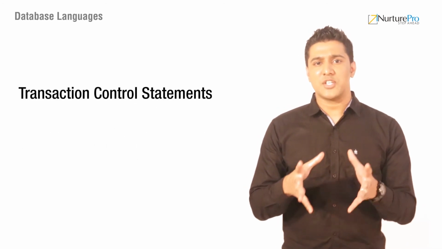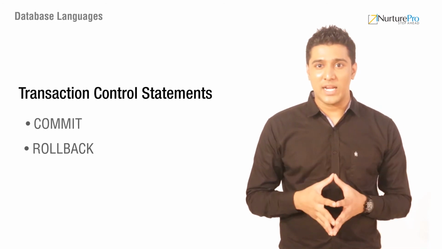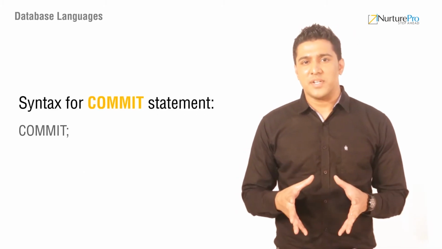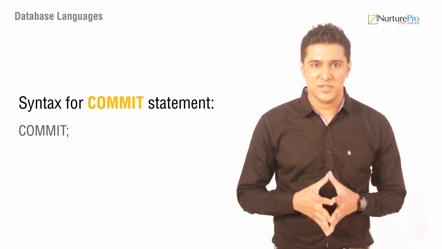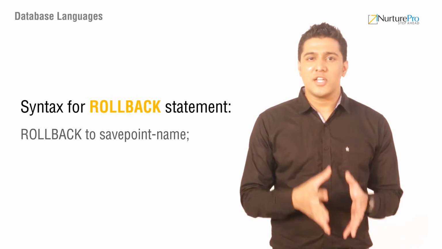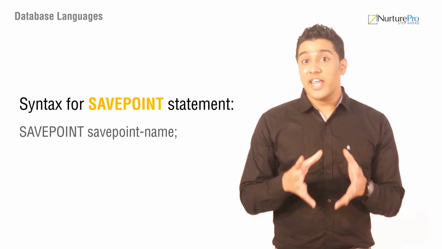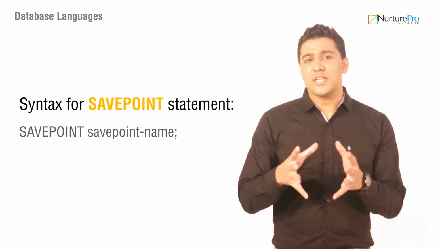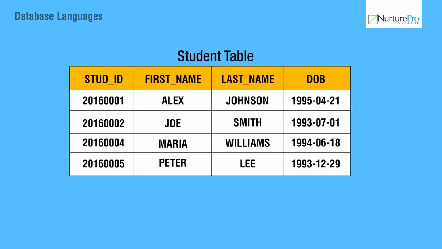The different transaction control statements are commit, rollback, and save point. The commit statement is used to permanently save any transaction into database. The rollback statement restores database to its original state since the last commit. And the save point statement is used to temporarily save a transaction so that you can roll back to that point whenever necessary.